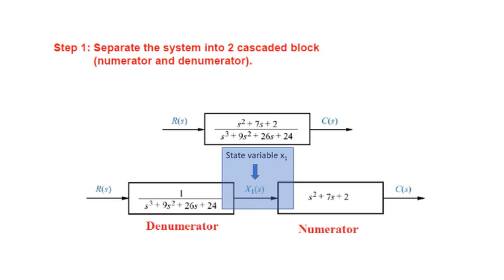Step 1 is to separate the system into two cascaded blocks. The first block is the denominator block and the second block is the numerator block. In between the two blocks, we will define the first state variable x1.